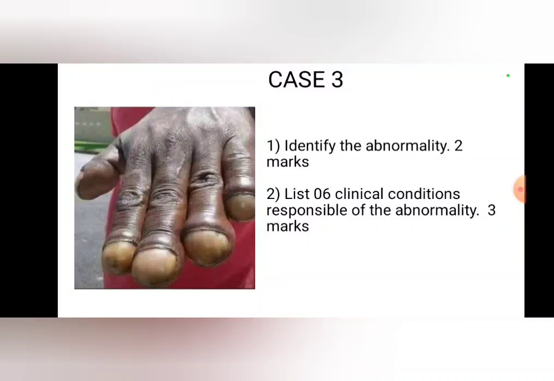The nail is what you see, what you touch on yourself, but the nail bed is where the nail lies. Is it clear? So there is a normal angle that the nail bed makes with the nail. Is it clear? And that angle has to be more than 30 degrees.